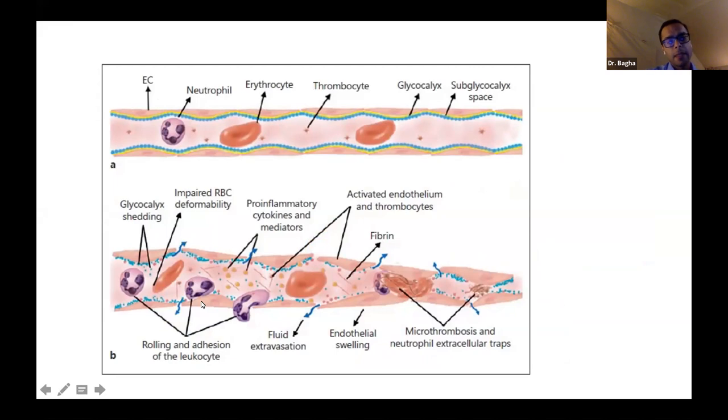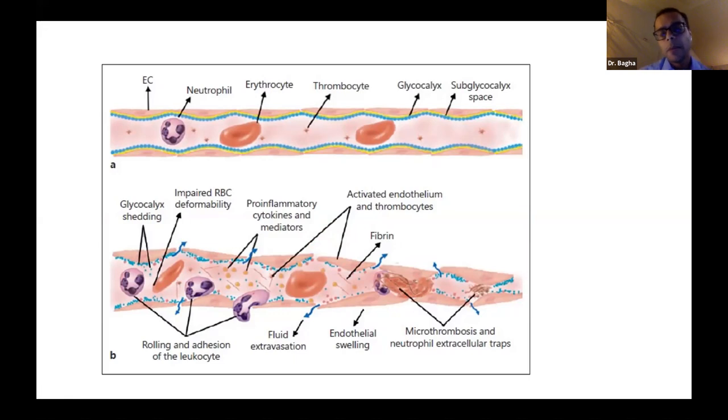Now this basically happens in a hyperinflammatory response state. You tend to get the glycocalyx shedding. There's increased diapedesis, adhesion and rolling of the leukocytes. There's reduced deformability of your erythrocytes, and there's damage to your endothelium, which subsequently leads to increased fibrin laying down and microthrombosis. And this is what now leads to subsequent increase in your D-dimers, and it can also lead to DIC as well.